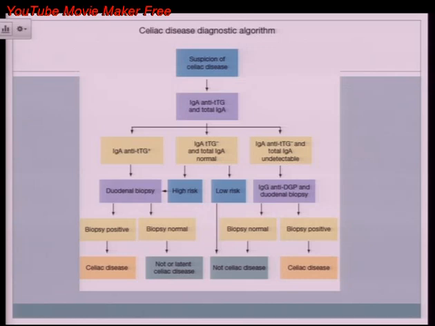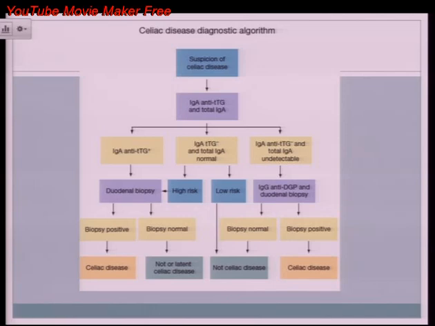So this is an algorithm going through how to diagnose. You suspect celiac disease, you check an IgA level: IgA TTG antibodies, and total IgA. And if it is positive, then you proceed to endoscopy, do duodenal biopsies. If the biopsies are positive, the patient has celiac disease. If the biopsies are normal, the patient doesn't have celiac disease or could have latent celiac disease.